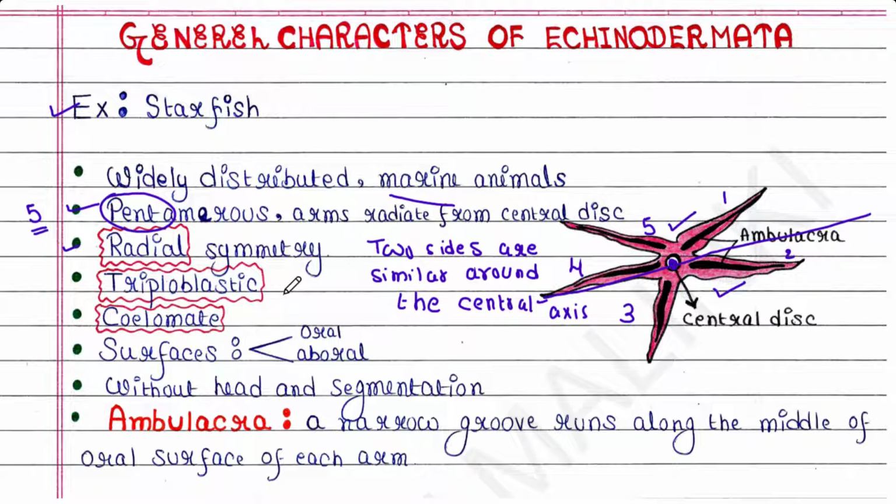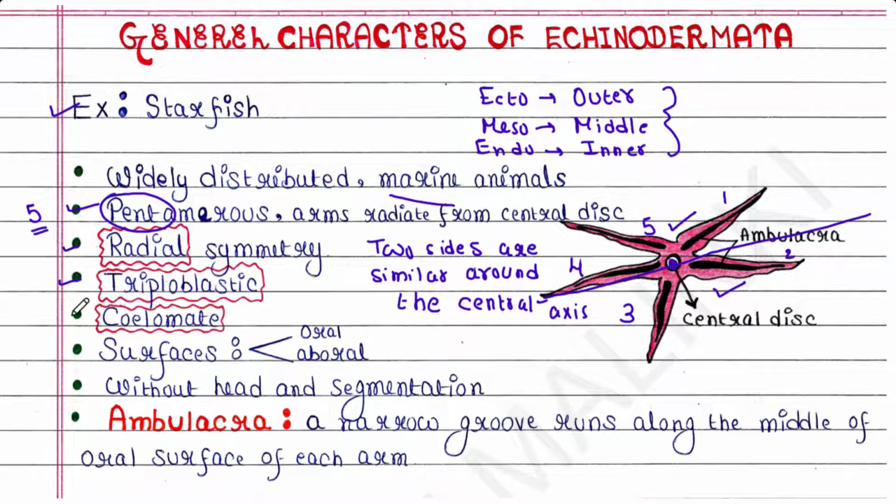They are triploblastic animals. That means they have 3 germ layers. Ectoderm, that is the outer part, then mesoderm, that is the middle layer, and then endoderm, that is the inner layer. So 3 layers of body tissue they have. That's why they are triploblastic.